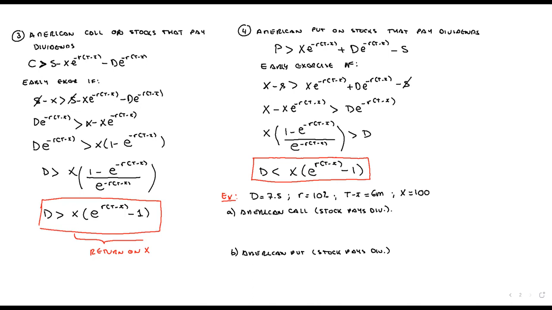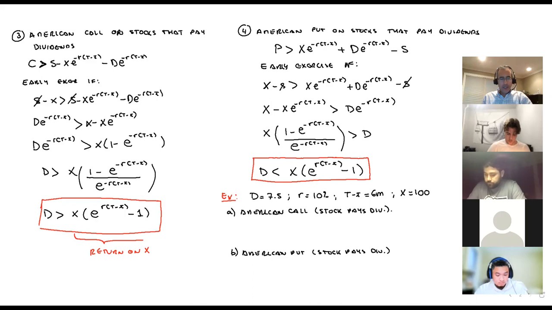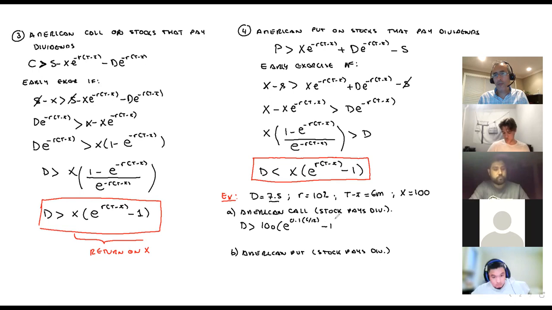Okay, so what is your answer, guys? Early exercise, not early exercise. It's very straightforward, do you agree? I know already D, and I just need to compare. If it's a call, I need to see if this is true. Correct? So let's take a look. Is this true? Is D larger than X times e to the 0.1 times (T minus t), which is 6 over 12, so 0.5, minus 1? So what do you get here?